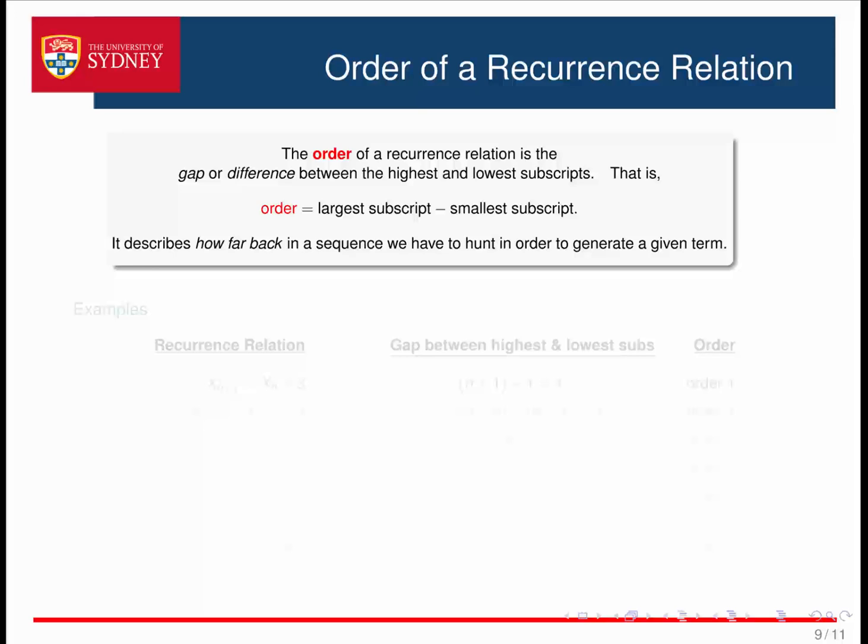Intuitively, the order of a recurrence relation tells you how far back in the sequence you would have to traverse in order to generate each term. An order 1 recurrence relation relates immediately adjacent terms. An order 2 equation relates terms up to 2 positions apart, which may include terms 1 position apart. Let's study some examples.